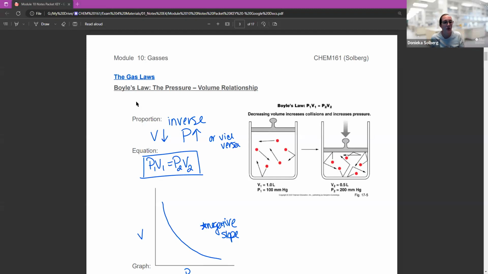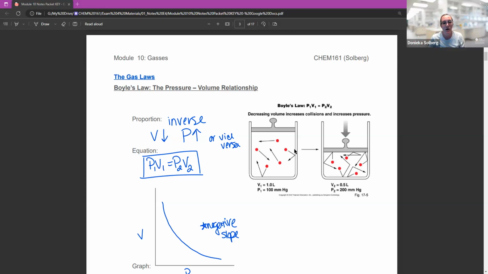Okay, so we're starting with Boyle's law. This is the pressure and volume relationship. There's only one gas law that you need to know that has an inverse relationship, meaning as one goes up, the other goes down, and that is Boyle's law. That means as the volume goes down, the pressure goes up, or vice versa.